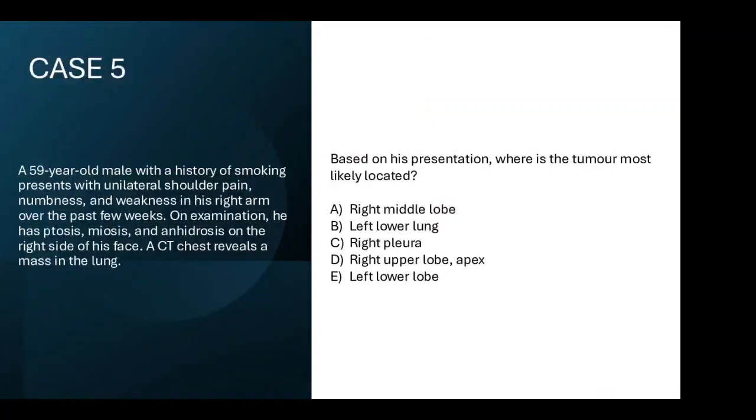Okay, so we've got our second last case for the day. It's a 59-year-old male who presents with a history of smoking, unilateral shoulder pain, numbness and weakness in his right arm over the past few weeks. On examination, he has ptosis, miosis, and anhidrosis on the right side of his face, and a CT chest reveals a mass in the lung. Based on this presentation, where is the tumor most likely located?